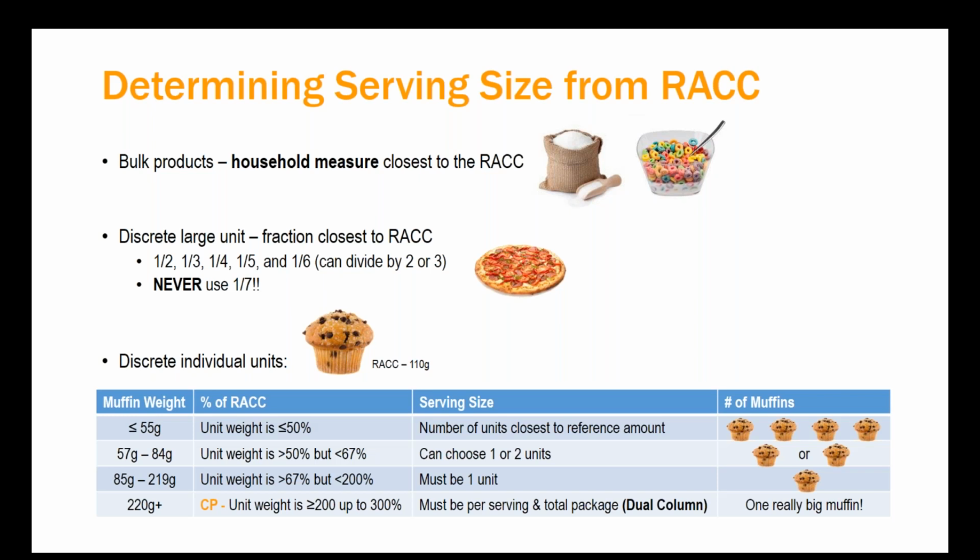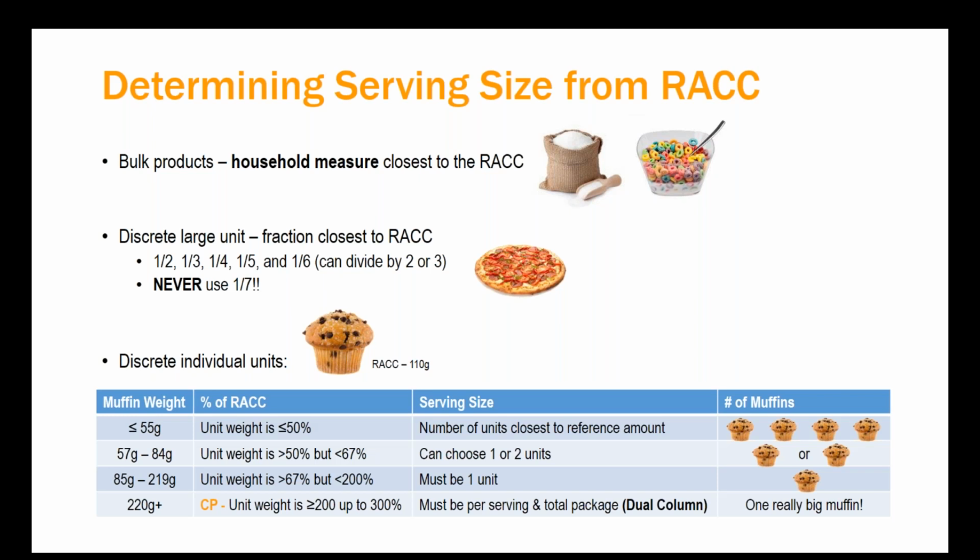So whatever muffin that might be, the RACC for that, if you look it up, is 110 grams. So using these percentage rules that the FDA has set out, if you're making a muffin that's 55 grams or less, that falls within less than 50% of the RACC. So you would use the number of units closest to that reference amount. So how do you do that? Your RACC is 110 grams. Let's say you're making a muffin that's 25 grams. You take your 110 and divide it by 25 and you get about 4 muffins. So your serving size would actually be 4 muffins.